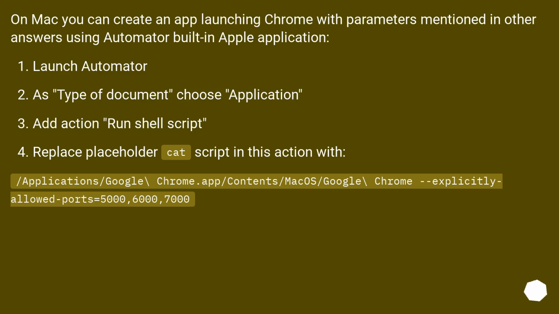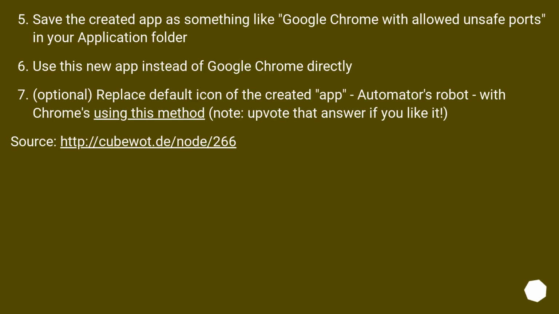Replace the placeholder cat script in this action with /Applications/Google\ Chrome.app/Contents/MacOS/Google\ Chrome --explicitly-allowed-ports=5000,6000,7000. Save the created app as something like Google Chrome with allowed unsafe ports in your Applications folder. Use this new app instead of Google Chrome directly.